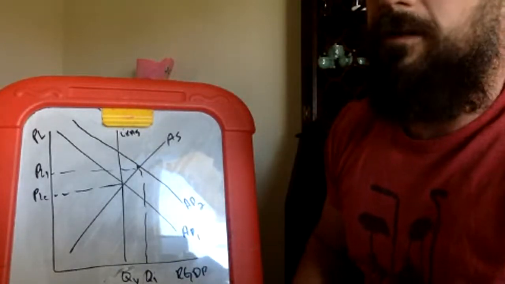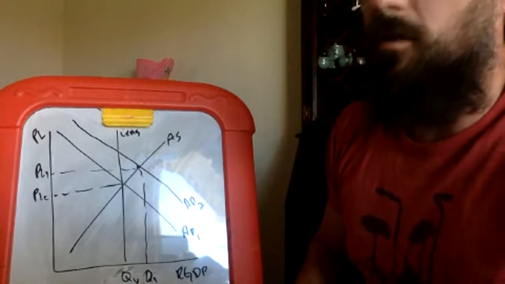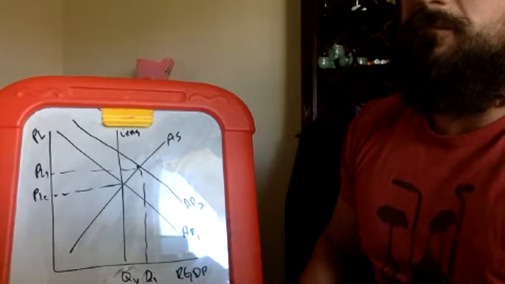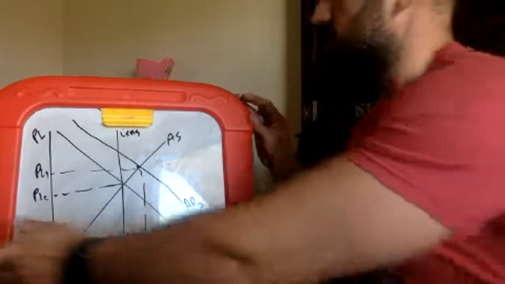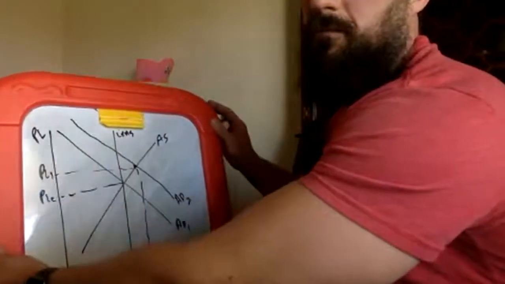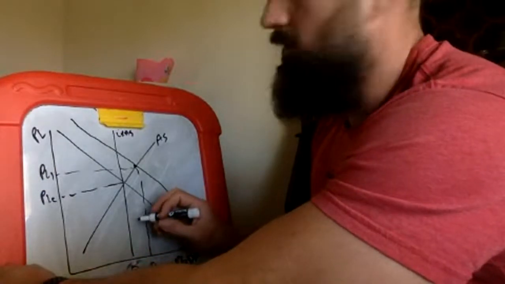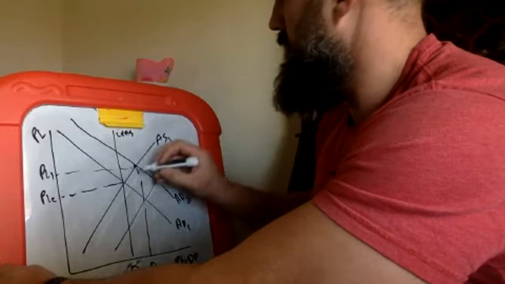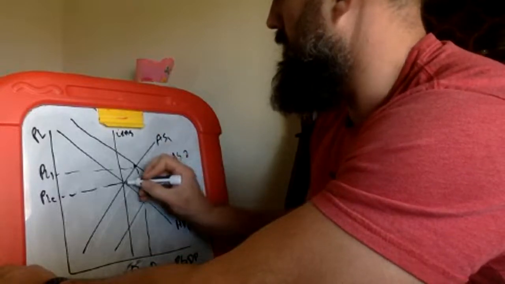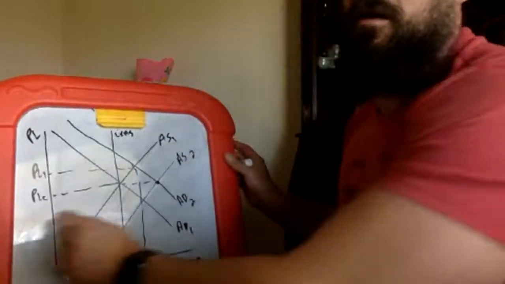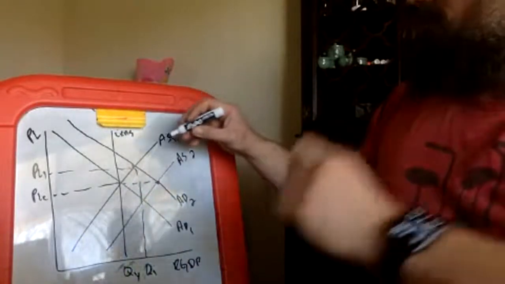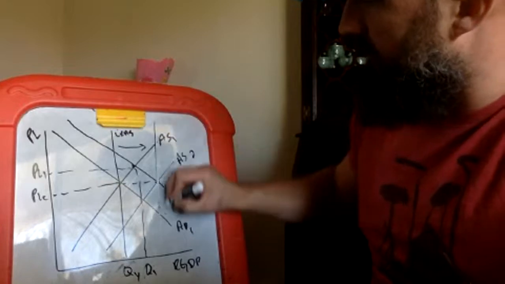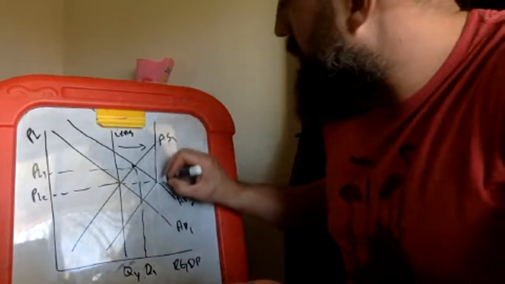And so what then happens is that, remember, our aggregate supply curve is then going to also increase. And now price levels are back at where the original equilibrium was. But since we have more stuff to produce, our long-run aggregate supply curve gets shifted out as well.